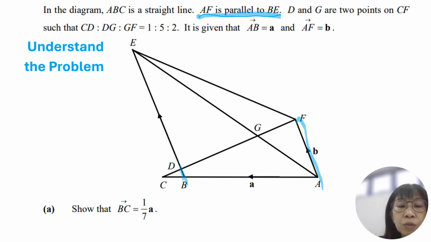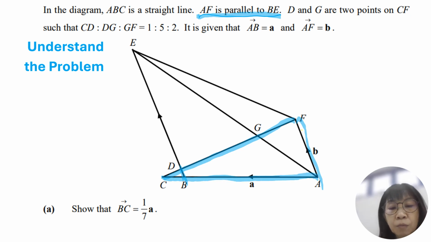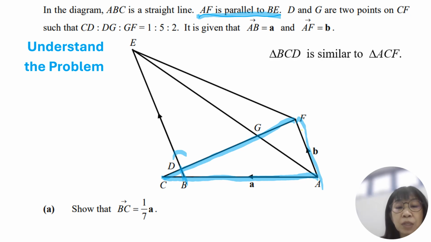So what I'm going to do is identify and highlight this particular triangle. Based on this, it is actually not difficult to identify the pair of similar triangles. You can see that triangle BCD is actually similar to triangle ACF. So that is the first point that you need to take note.